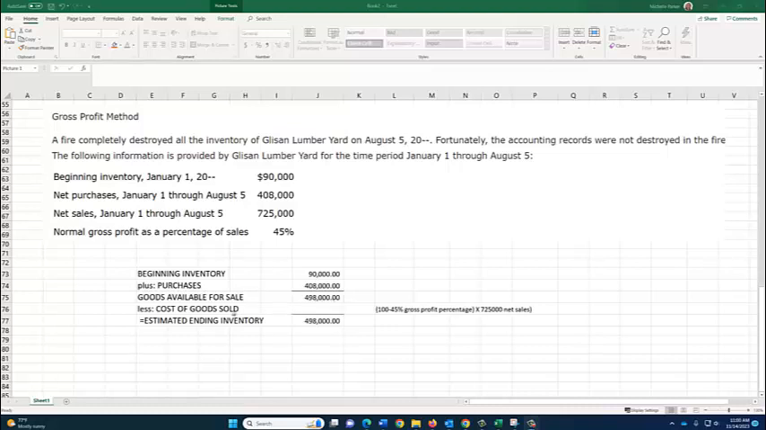The number that we need to calculate is cost of goods sold, and we're given enough information in the problem to calculate it. We're given the net sales of $725,000 and then the gross profit percentage. That just means that 45% of these sales is our profit. The remainder of the sales is our cost. So you can calculate this figure two ways. I'm going to take 45% of the $725,000.